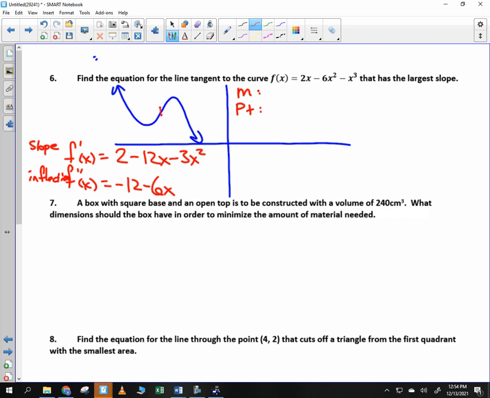So that's important. So we'll solve for where the inflection happens. We know the inflection is where it's equal to 0. So 0 is equal to negative 12 minus 6x, or 12 is equal to negative 6x. So x is negative 2. So I found my x value. My x coordinate is negative 2.